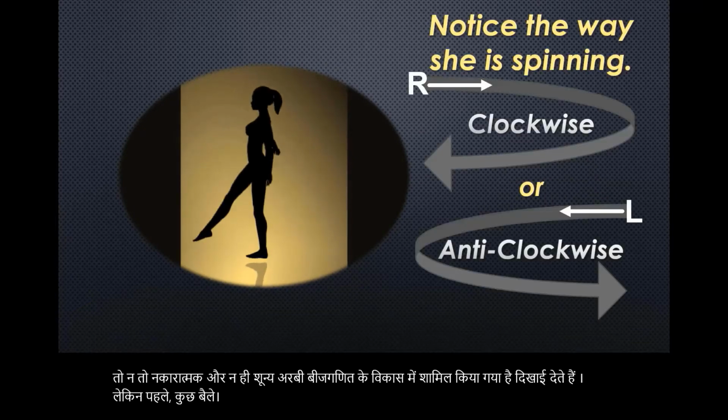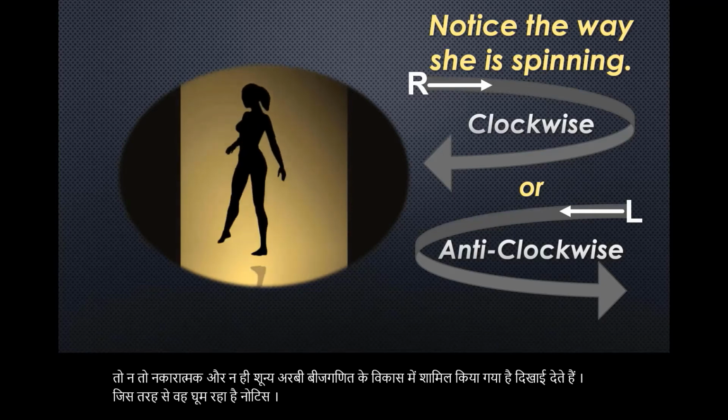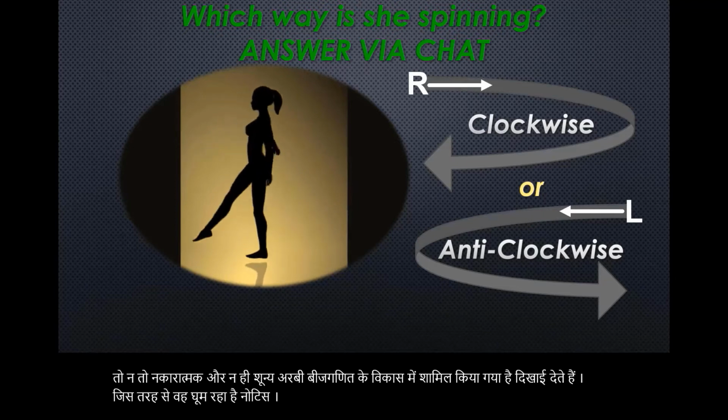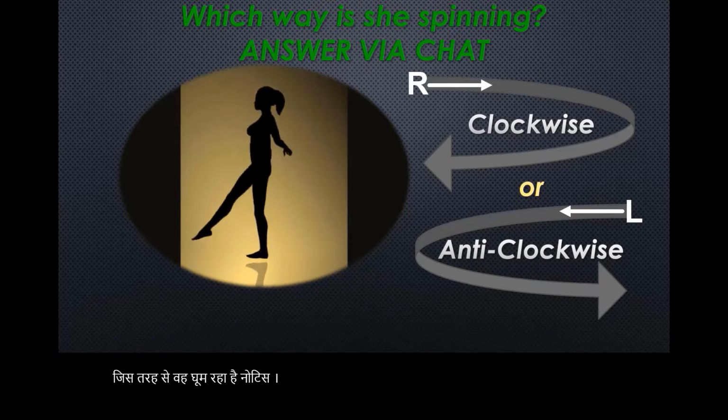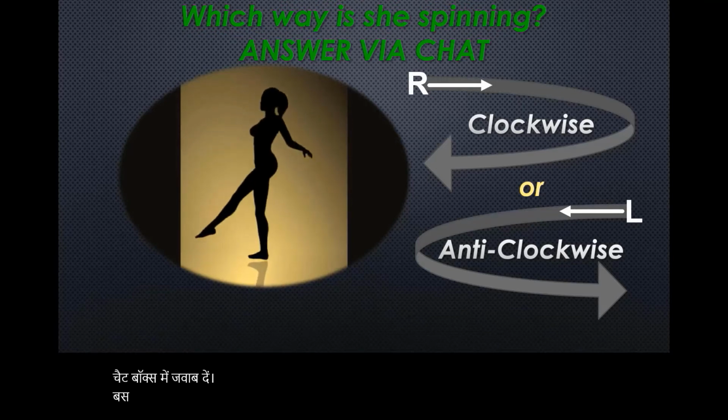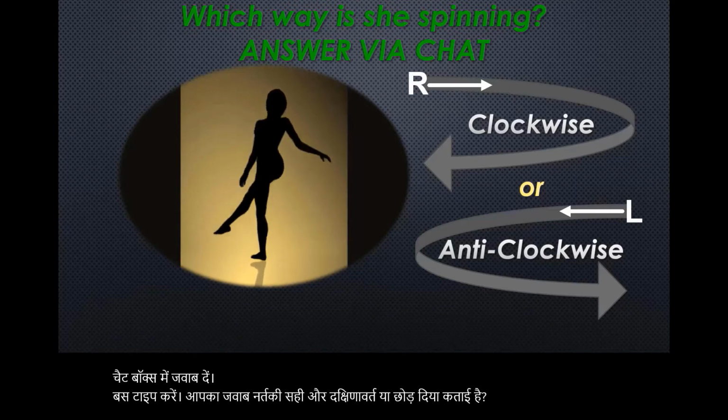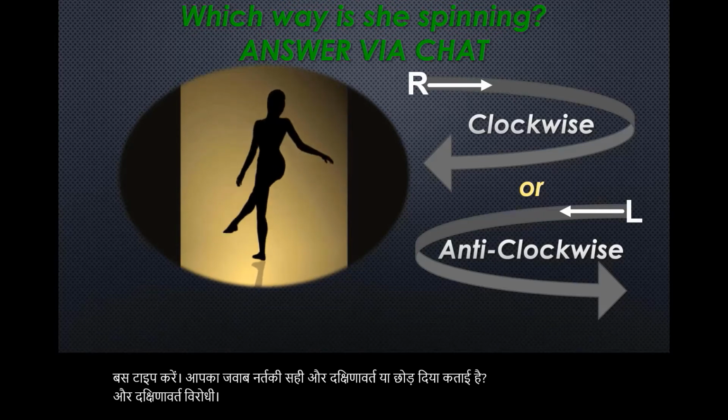Notice the way she is spinning. Which way is she spinning? Answer in the chat box. Just type in your answer. Is the dancer spinning right and clockwise, or left and anti-clockwise? Type your answer in the chat box.